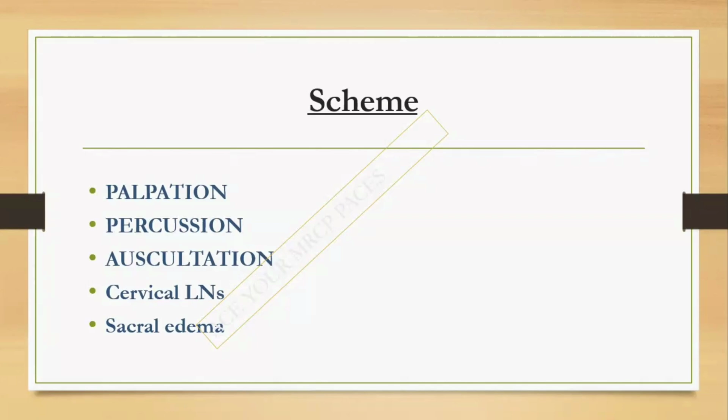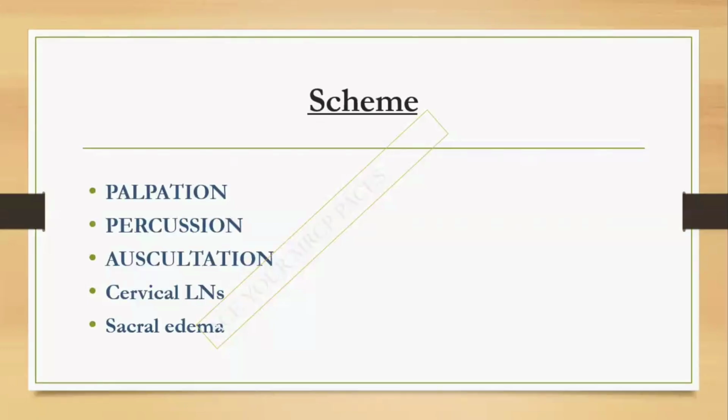In vocal resonance, either you will ask the patient to say 99, or you will ask them to say 3 3 3. Just compare. On the area where the bronchial breathing was present, the vocal resonance will be increased. After a few minutes, I will tell you what the findings will be of bronchial breathing, increased vocal resonance or decreased vocal resonance.